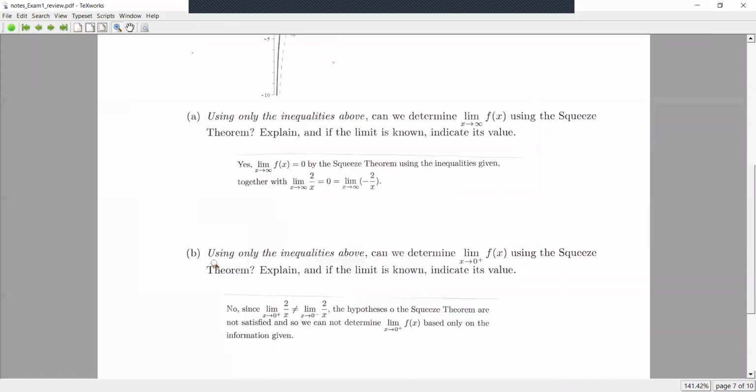Part B. Using only the inequalities above, can we determine the limit of the function f as x approaches 0 from the right side by the squeeze theorem?